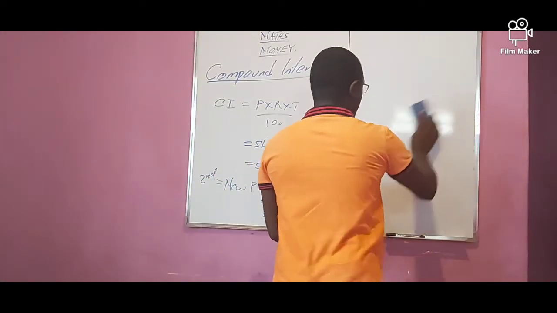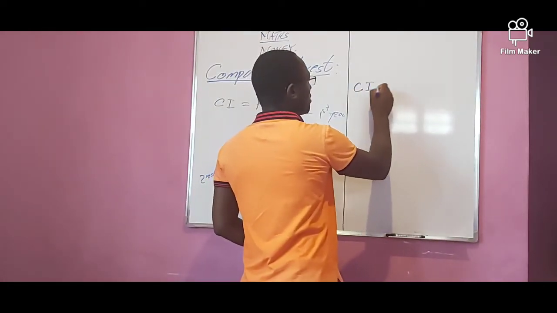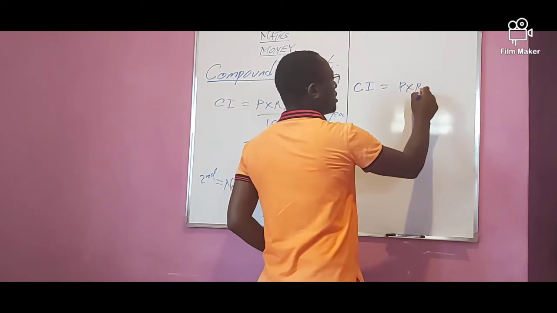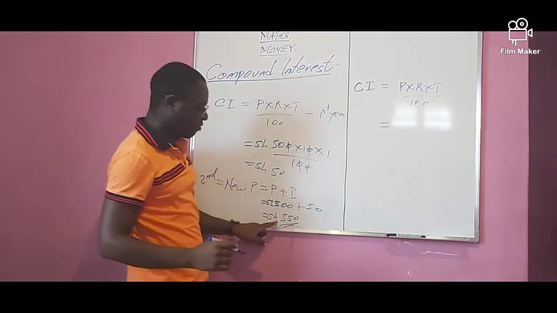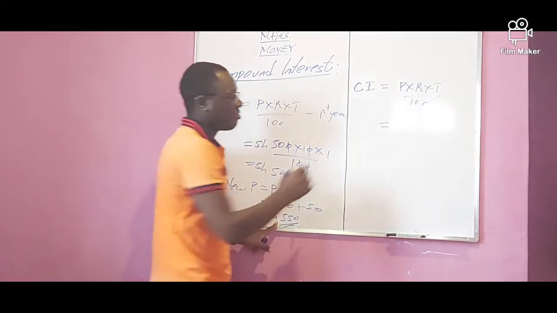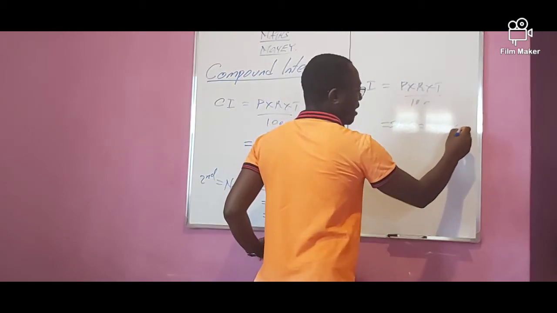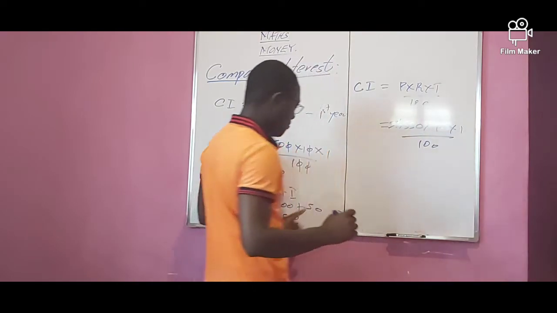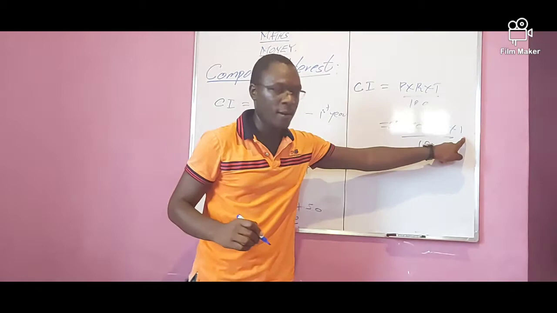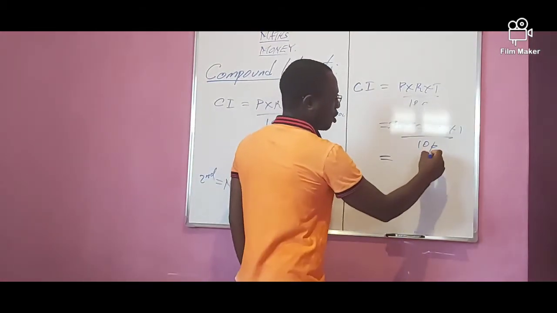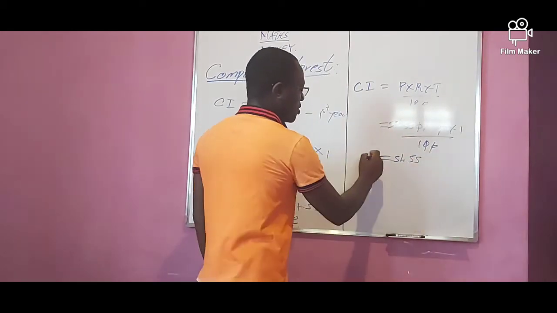So with 550 shillings, we are going to work out the second year. Compound interest is equal to principal times rate times time over 100, which is equal to principal, now for the second year, 550, rate is 10, time is 1, over 100. Remember, in the second year we are still using 1. So working out, 0 by 0, 0 by 0, we have interest of 55. So this is the interest.